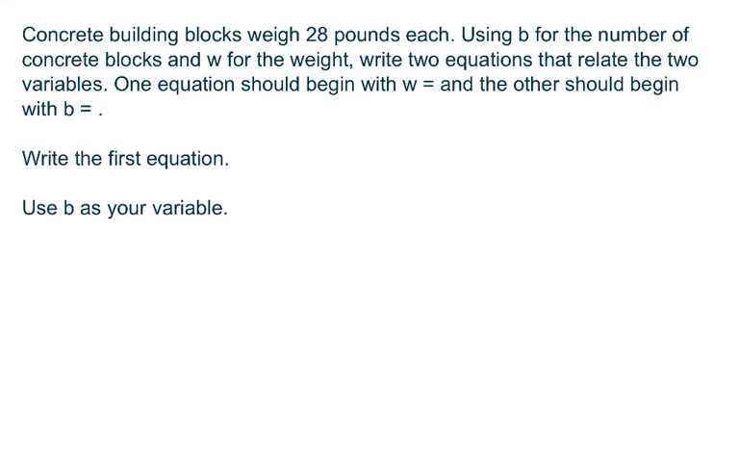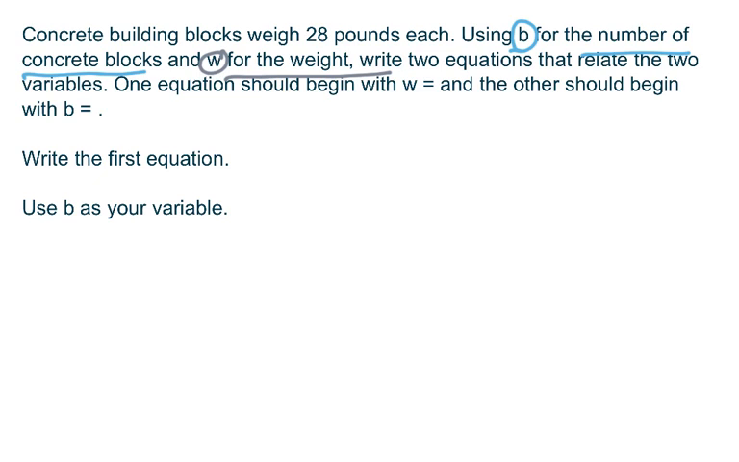Concrete building blocks weigh 28 pounds each, using B for the number of concrete blocks and W for the weight. Write two equations that relate the two variables. One equation should begin with W equals, and the other should begin with B equals. Write the first equation and use B as your variable.